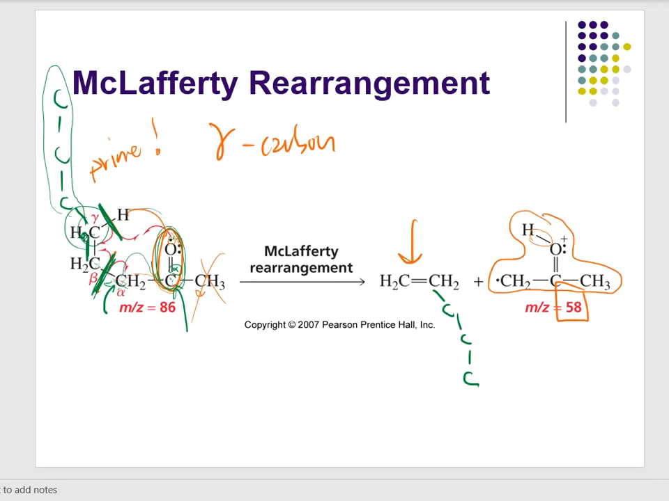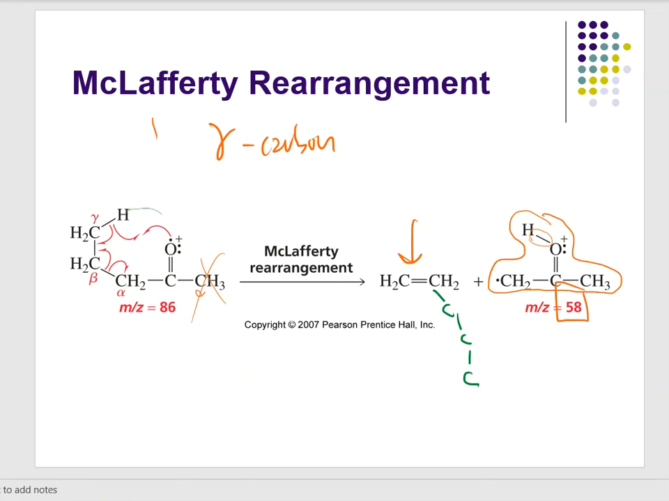And again, here is a review if you need it. So there's the gamma carbon. Let me go ahead and erase this mess just so we can clear that up a little bit. There we go. All right, so alpha, beta, gamma. We do have a gamma carbon in our case that we're working on now.